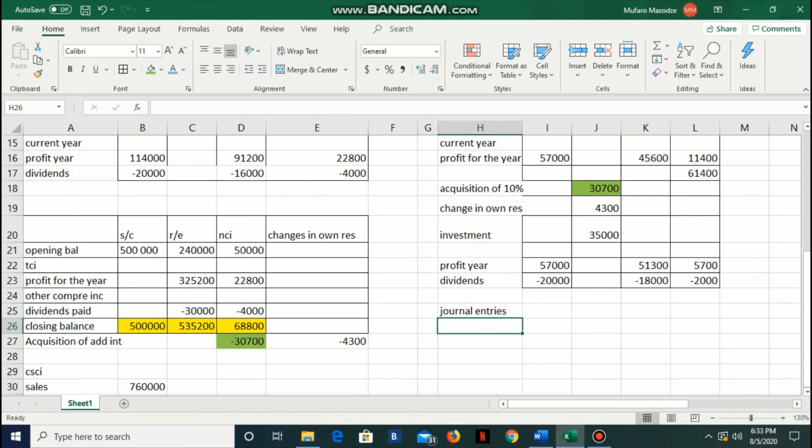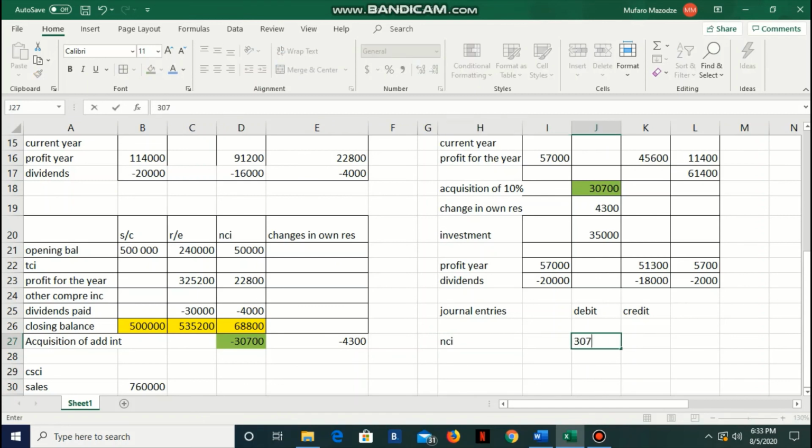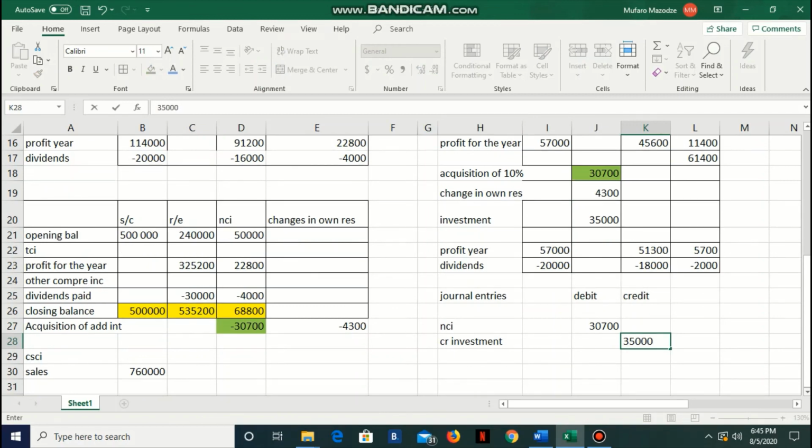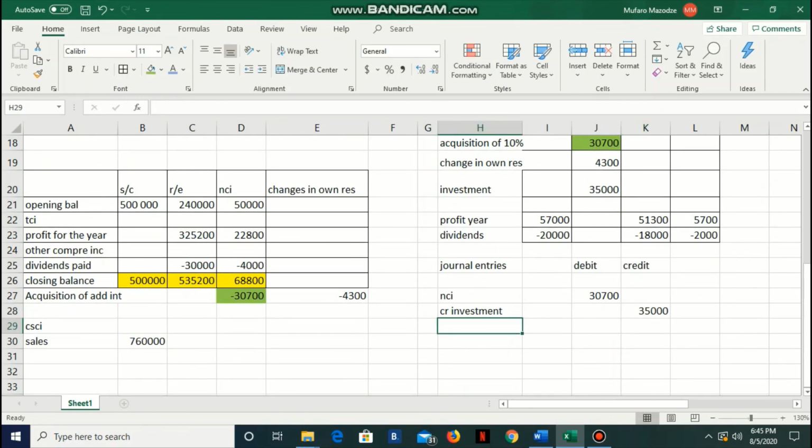So our journal, let's put debit here, credit here. It's quite simple. All you need to do in your journal is capture what happened. NCI is a credit balance, so we need to debit our NCI with the 30,700, and then we need to credit our investment, which increased. Remember, the parent purchased further interest for 35,000 rand. It's just a three-legged journal, and we're going to debit our change in ownership reserve with the difference, which is 4,300. So this is the journal.